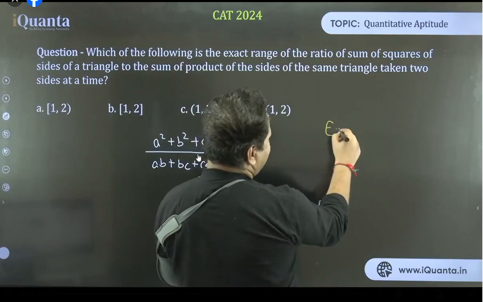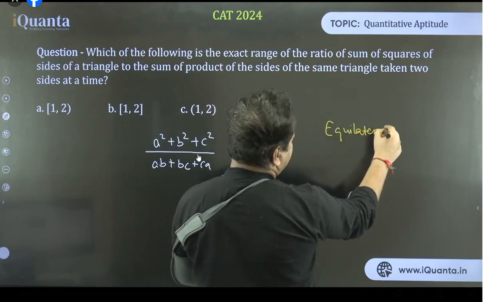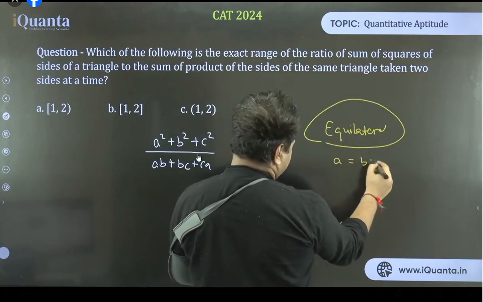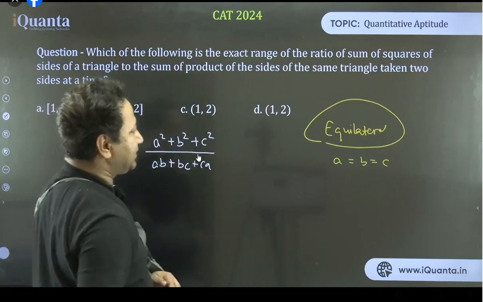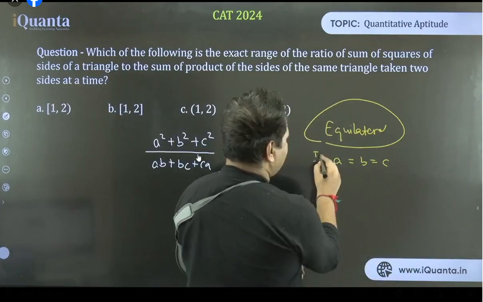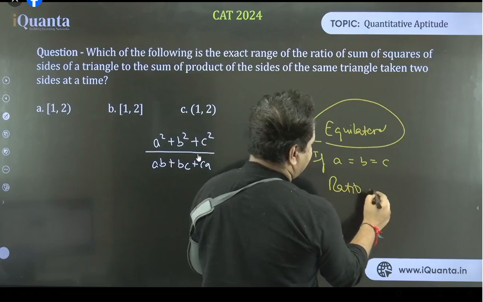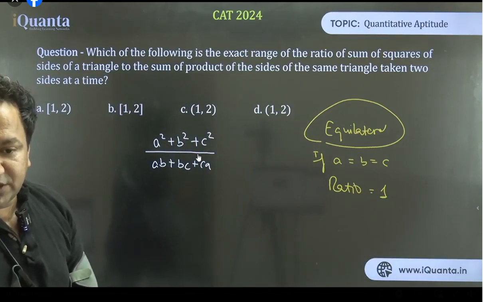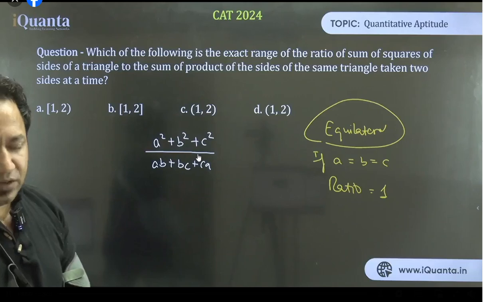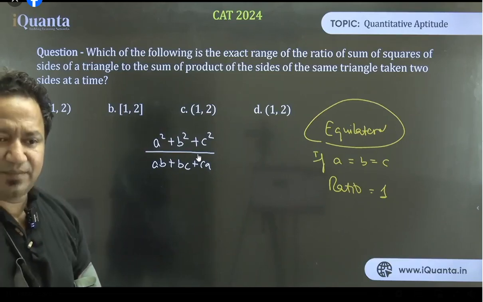So for an equilateral triangle, what's going to happen? A and B and C all will be equal, isn't it? All will be equal. And if they are equal, I'll get 1 as the answer, isn't it? If I assume this, then the ratio is definitely 1. देखो, यही बात सिखा रहा था पिछले वाले में भी. In induction, if you remember, I told you that the moment you take something equal, you get either the maximum or the minimum point.